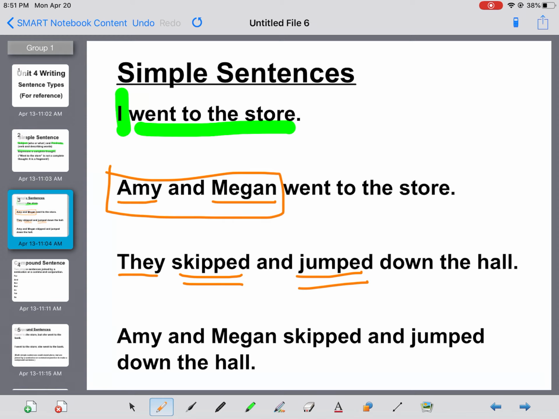That's acting as a compound predicate. Okay, so if you see two verbs or if you see two people at the beginning of your sentence, don't be confused. Those are still simple sentences. They just have either a compound subject or a compound verb. Or they could, as in this sentence, have a compound subject and compound verb. Okay, so don't be confused by those two things.